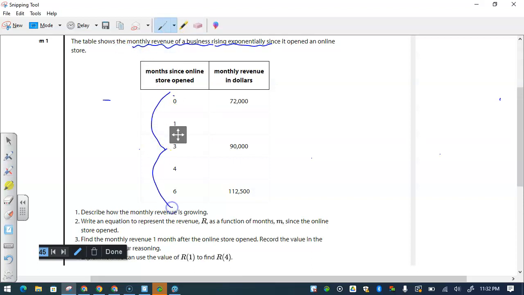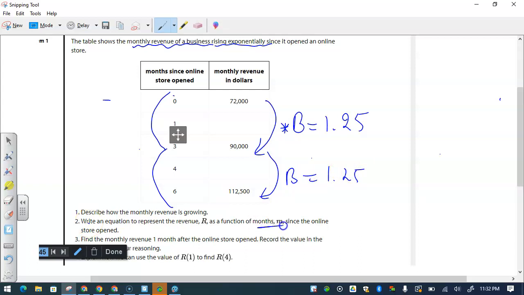For the second question, from here to here is 3 months. There's a jump of 3 months. The scale factor, I'll call it B, is 1.25, right? And from here to here, B is again 1.25. My goal is to model this as an exponential function in months. So this is the part: not 3 months, but I want to have every month, let's say.